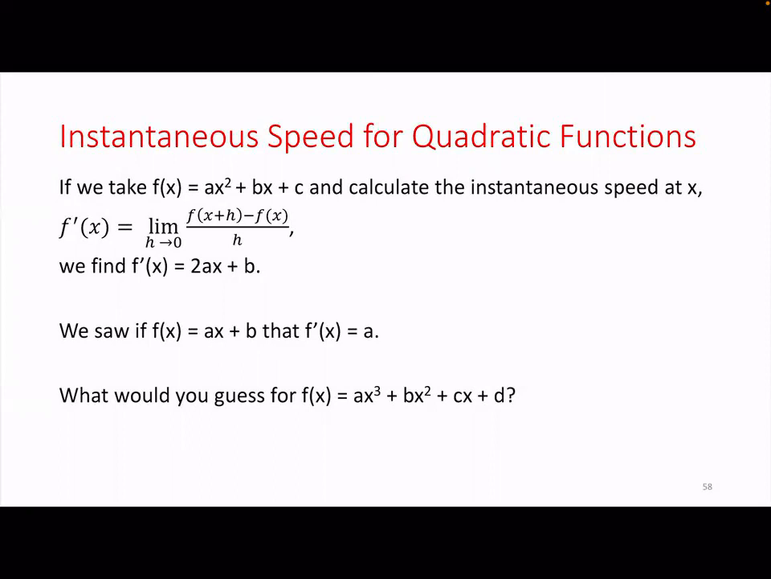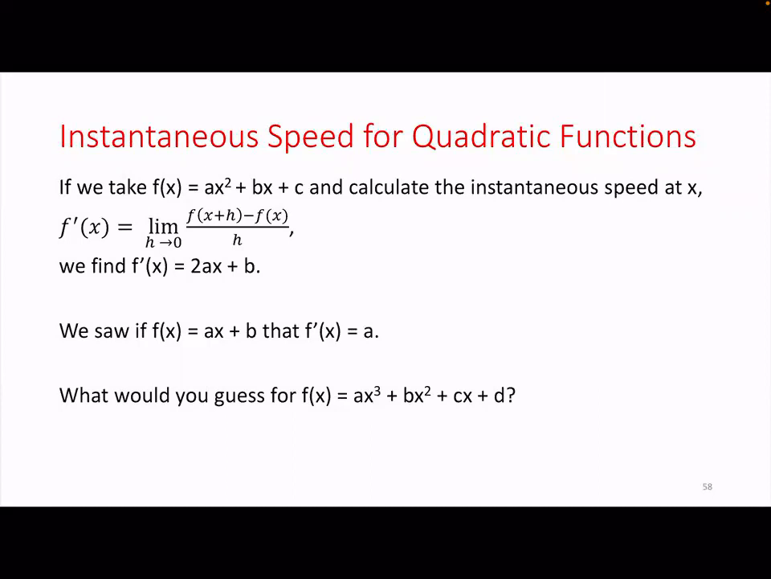Anybody want to guess what the derivative would be for f of x is ax cubed plus bx squared plus cx plus d? So what would the derivative of the cubic be? Would it be 2ax plus b? Oh, I did the wrong one. I'm sorry. We're doing the cubic at the bottom, ax cubed plus bx squared plus cx plus d. Do you want to try that? Yeah, so would it be 3ax squared plus 2bx plus c?